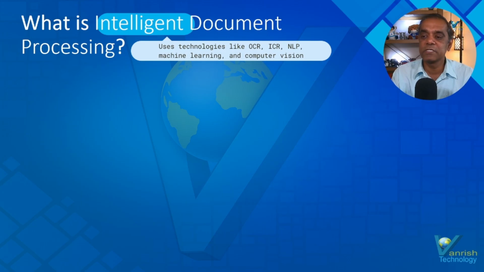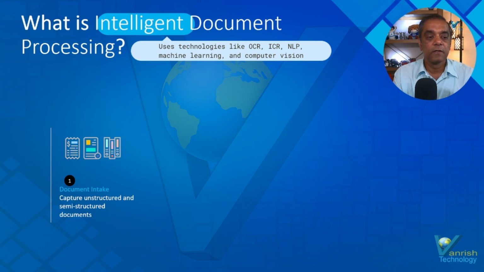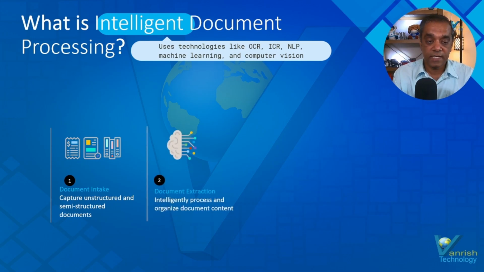This provides the business with the flexibility to enhance the customer and employee experience by delivering intelligent automation anywhere. So basically your first step is capturing the document, the unstructured and semi-structured data. Second is document extraction. Using this technology, you are extracting information and intelligently processing and organizing the document content.